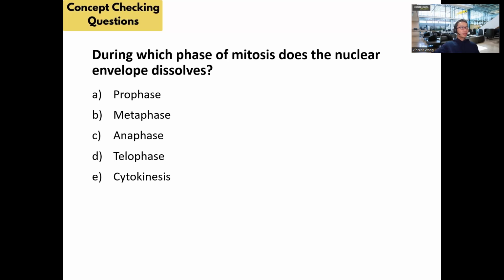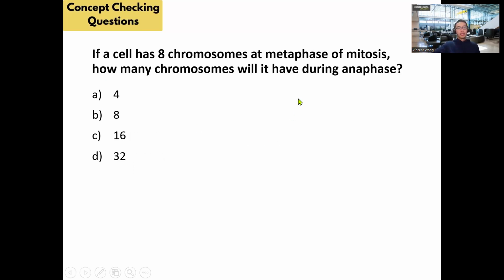All right, I'm gonna close the poll. Any last minute attempt? Yep. Most of you got it right. It's the prophase. Okay, that's when the nuclear envelope dissolves and the chromosomes are allowed to come out. Okay, here's another one. This is an important one because it's confusing.